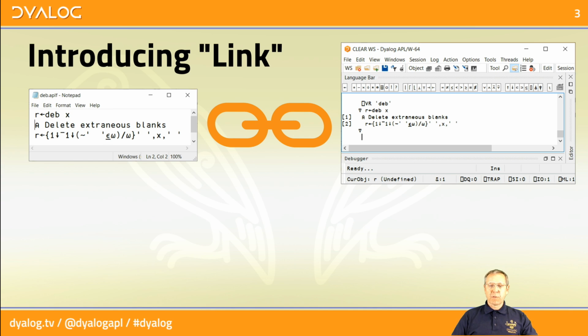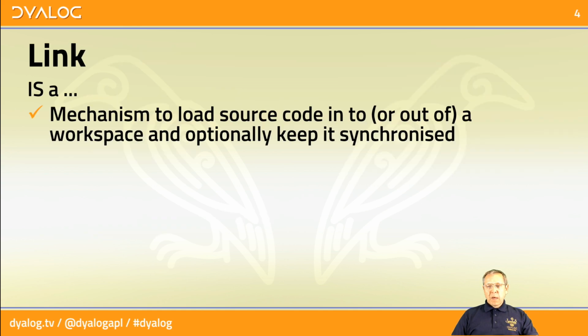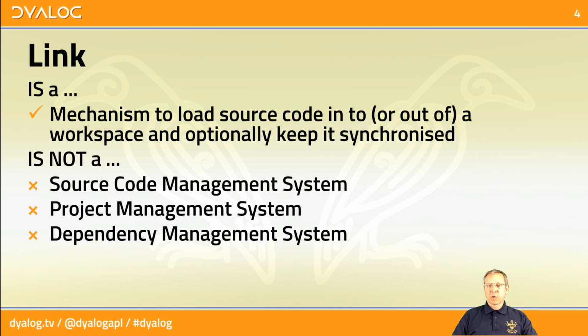We can use tools other than those that have been developed by APL programmers. So Link connects items in the active workspace with external source files. What Link is, is actually quite simple. It's a mechanism to load source code into or out of a workspace, and optionally, if you so desire, to keep it synchronized. So if a change is made on one side of the link, it's immediately replicated on the other. So you can think about these two visible implementations of the function as the same one.